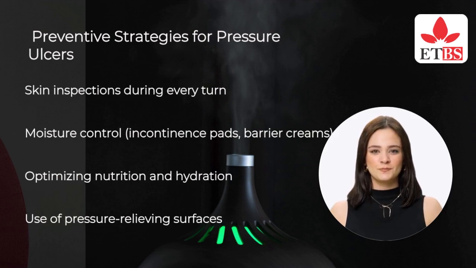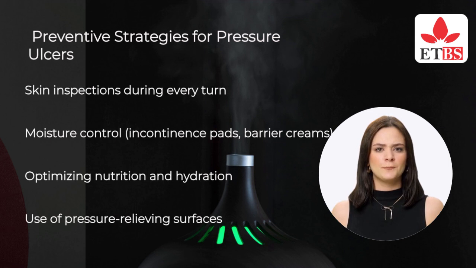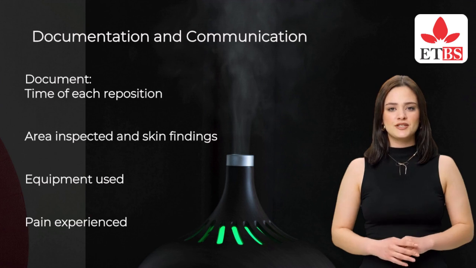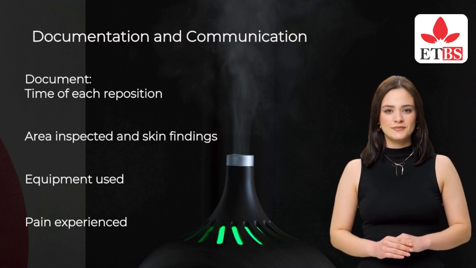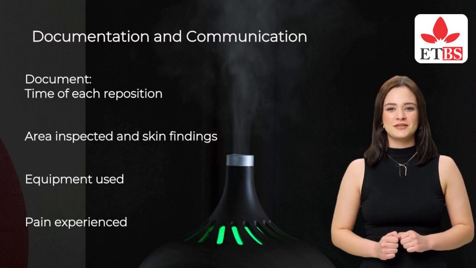Preventive strategies for pressure ulcers: skin inspections during every turn, moisture control, incontinence pads, barrier creams, optimizing nutrition and hydration, use of pressure-relieving surfaces, early mobilization whenever possible, documentation of repositioning including time and body position, education of caregivers and patients. Documentation and communication. Document: time of each reposition, area inspected and skin findings.